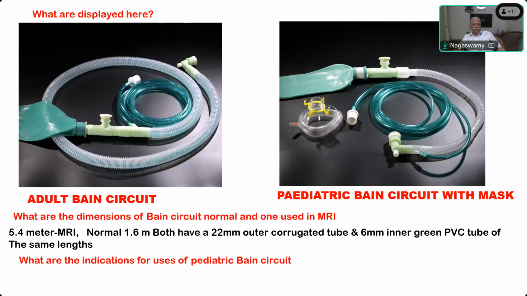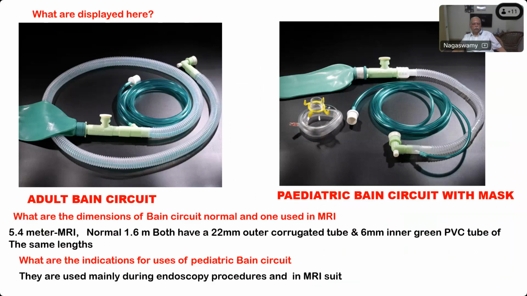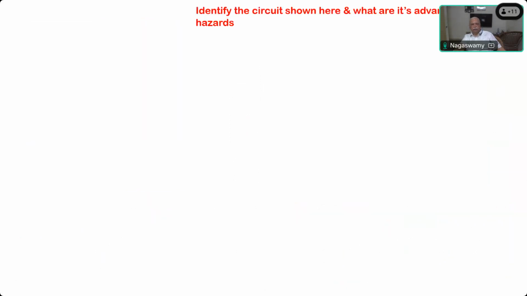What are the indications for use of the pediatric Bain circuit? When will you use the pediatric Bain circuit? It is used mainly during endoscopic procedures in children as well as in the MRI suite. Okay, so these are the two indications for the Bain circuit in pediatric patients.